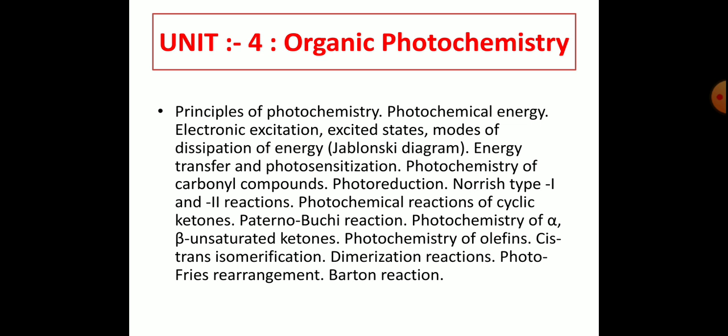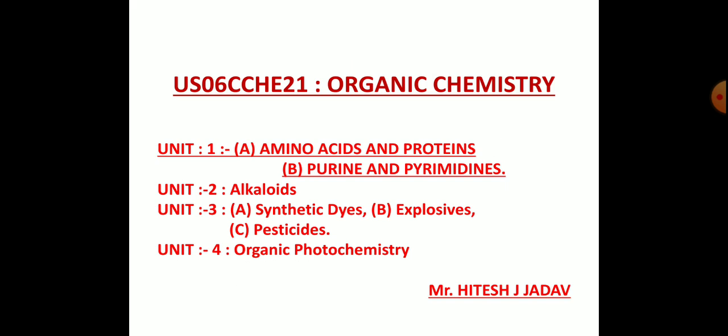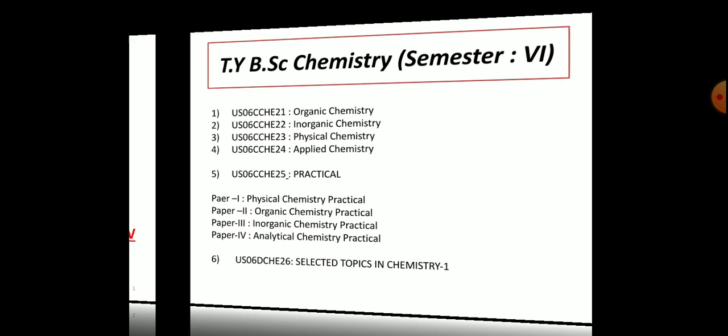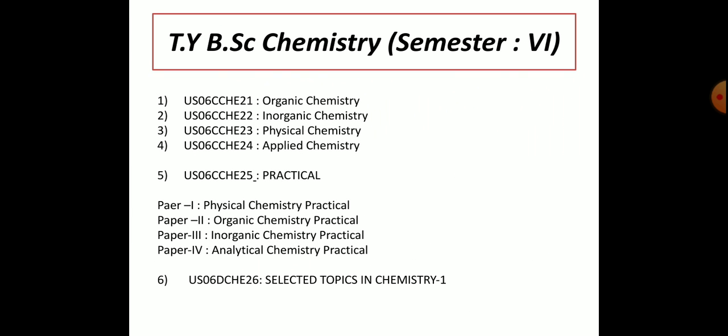Let's see. 6 semester contain total 6 subject. Let's see all subject, and that subject contain 4 unit. In unit 1, sorry, US 06 CCH 21, that is organic chemistry. It contains total 4 unit.